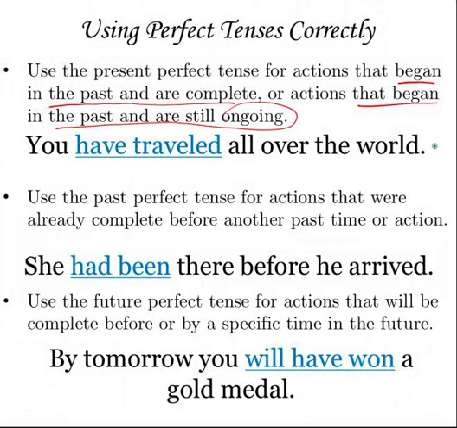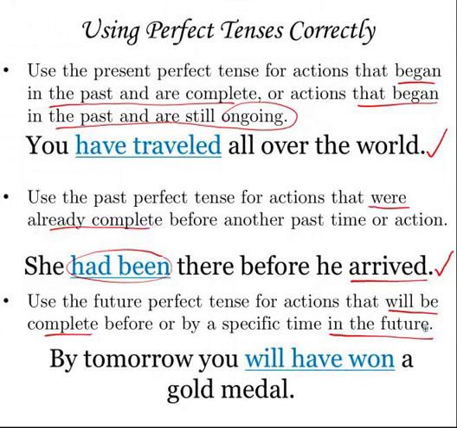You have traveled all over the world. You use the past perfect tense for actions that were already complete before another past time or action, the past of the past. She had been there before he arrived. And finally, you use the future perfect tense for actions that will be complete before or by a specific time in the future. By tomorrow, there's our clue, you will have won a gold medal.